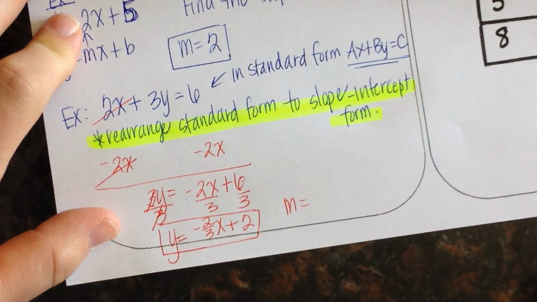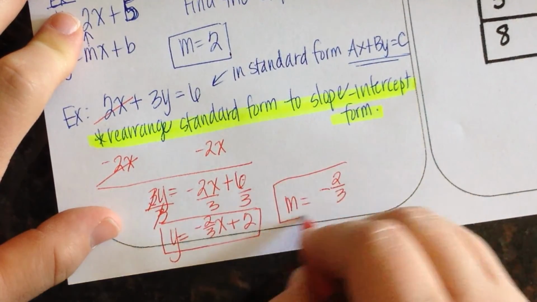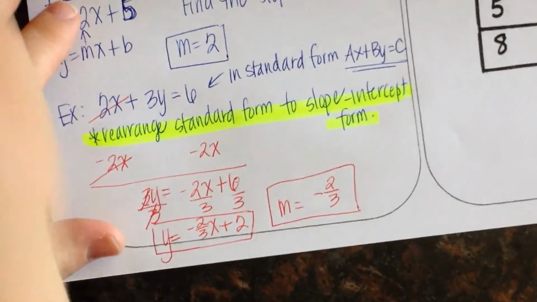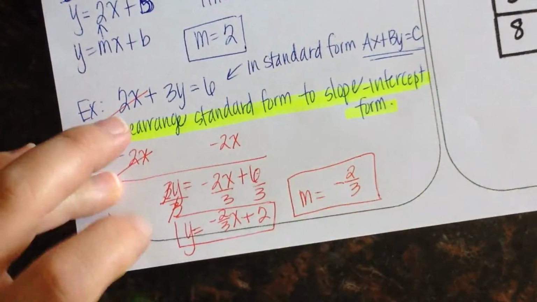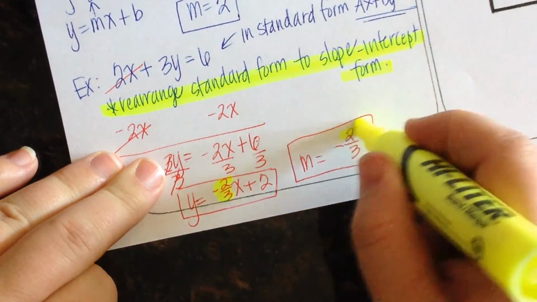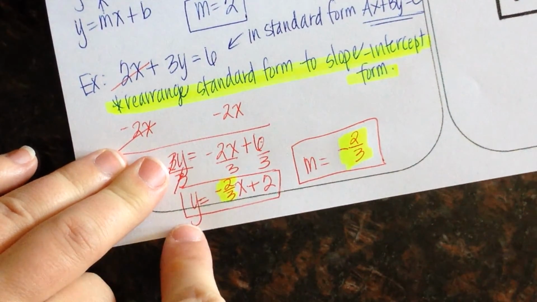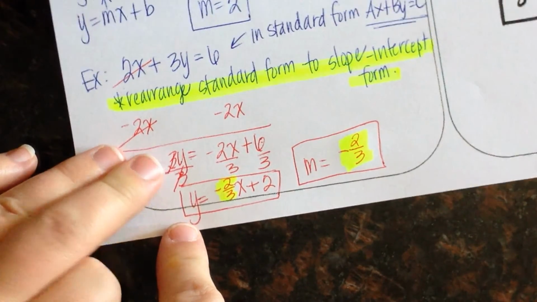My slope here is going to be negative 2 over 3. So in this case, I've rearranged this to y equals mx plus b. That's where I get my slope from. Okay, but you got to isolate y by itself first.